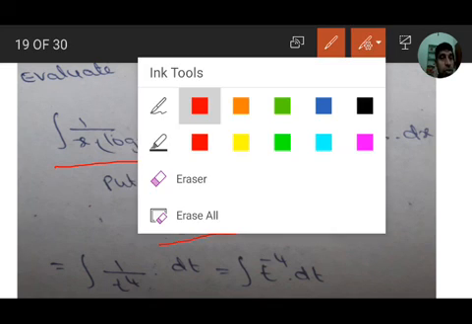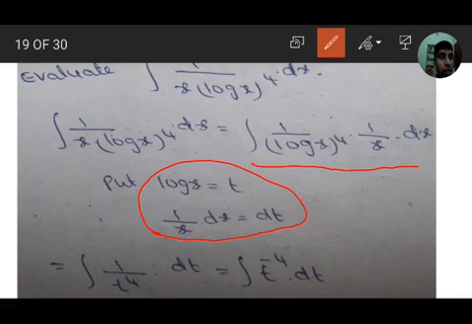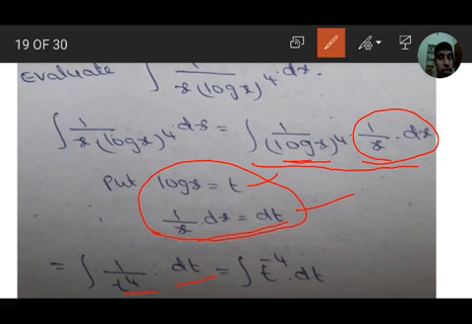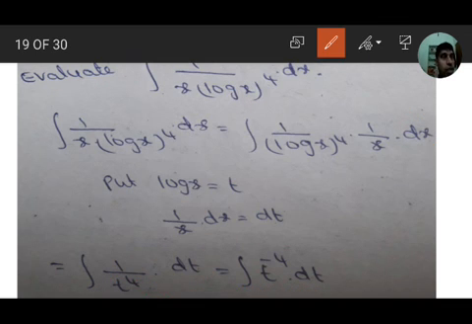Substitute these two values: log x equal to t and 1 by x dx equal to dt in this one. So the integration of 1 by (log x) to the power of 4 becomes 1 by t to the power of 4, and 1 by x dx equal to dt, so the integration of 1 by t to the power of 4 dt. If t to the power of 4 goes to the numerator, it will be the integration of t to the power of minus 4 dt. So it is of the form x to the power of n formula.